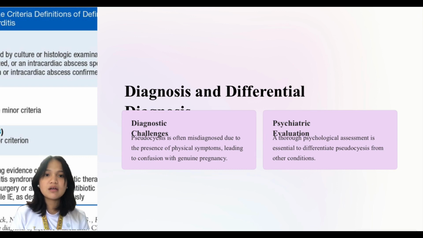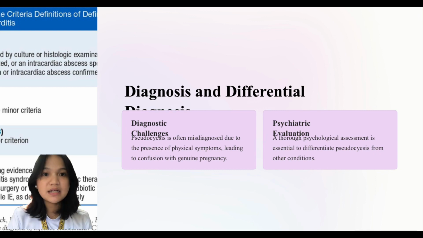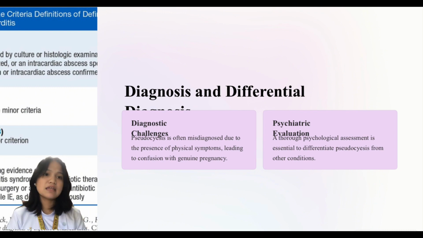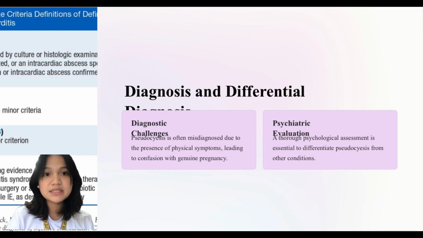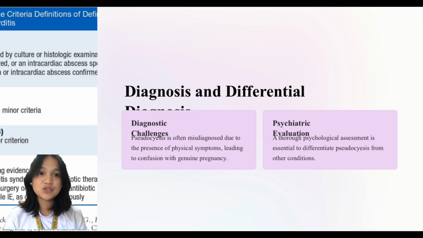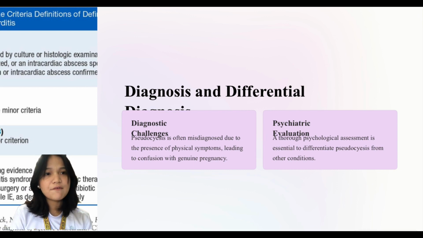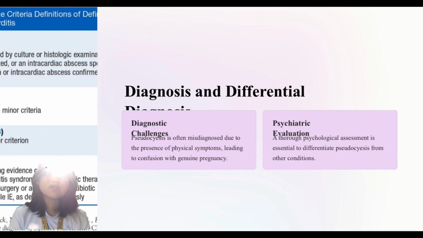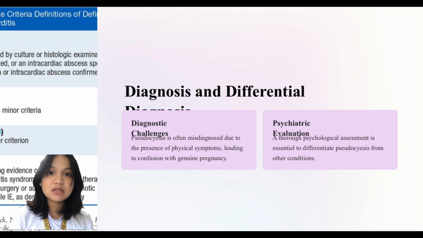So there are also hormonal influences on it. The mind-body connection in pseudocyesis involves the intricate interplay of hormones. Psychological stress and emotional factors can influence the endocrine system, leading to hormonal changes that mirror those observed in actual pregnancies. Elevated levels of hormones such as prolactin, which is responsible for lactation, and human chorionic gonadotropin, also known as HCG, a hormone associated with pregnancy, may contribute to the physical symptoms experienced by individuals with pseudocyesis.